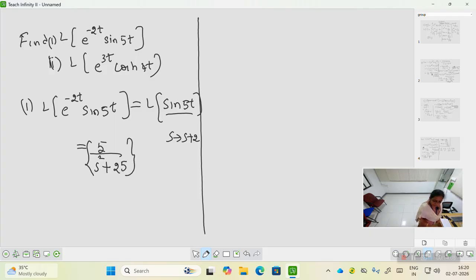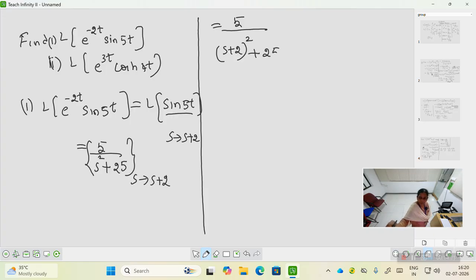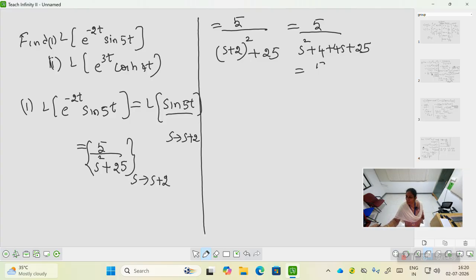Later what I have to do? So I have to replace s with s plus 2. So what I'll get here? So which is equal to 5 divided by s plus 2 the whole square plus 25. So which is equal to 5 divided by s square plus 4s plus 4 plus 25. So which is equal to 5 divided by s square plus 4s plus 29.